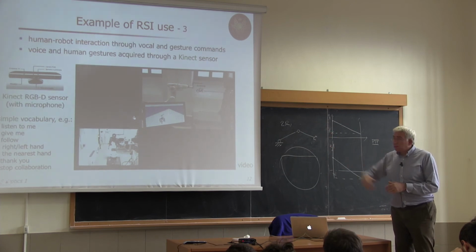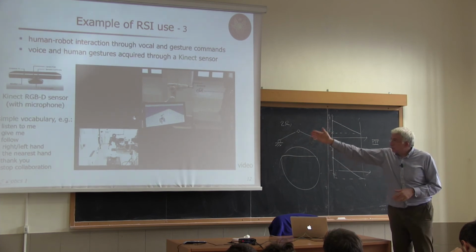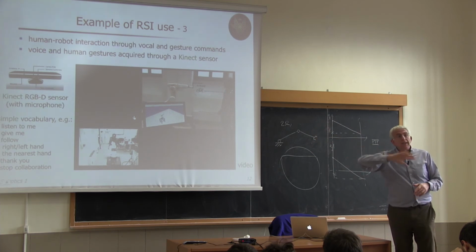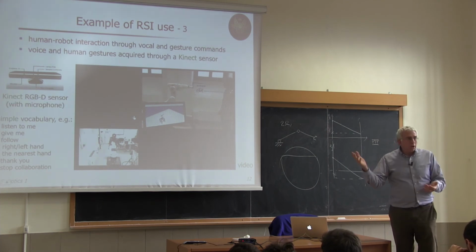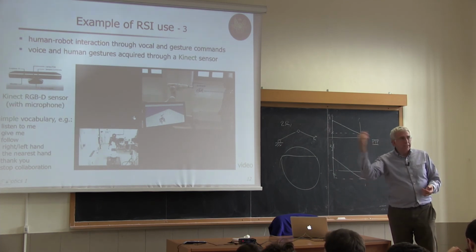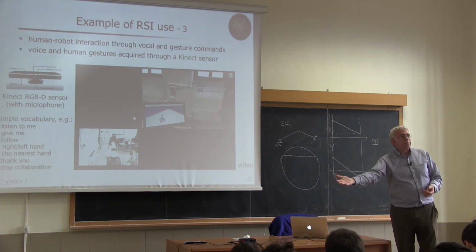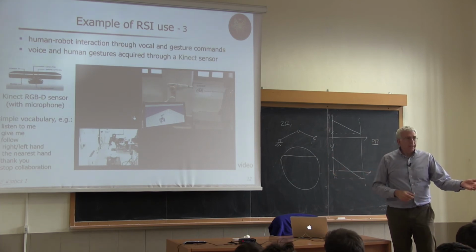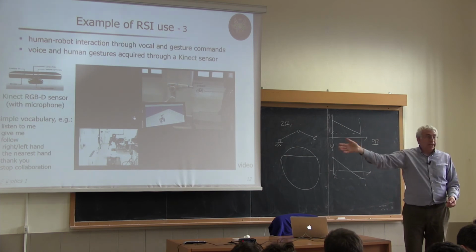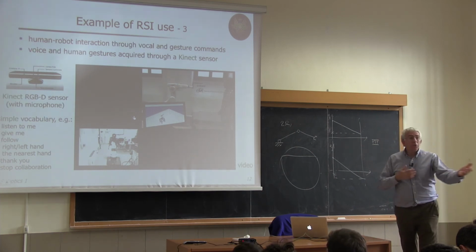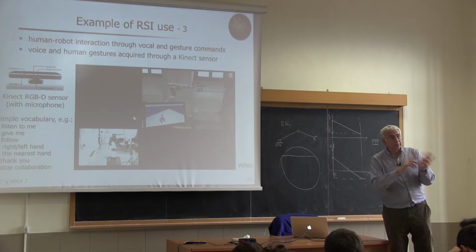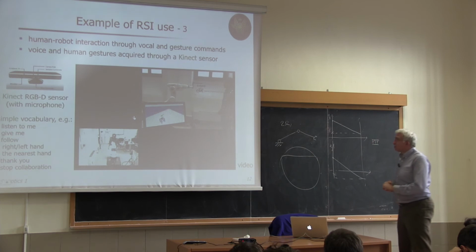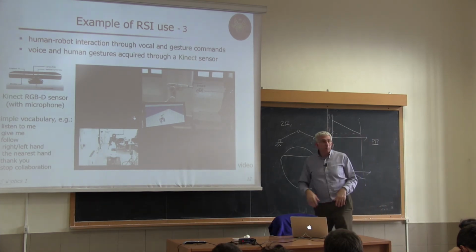And the vocabulary was very simple, like listen to me, so that the KUKA stops doing what it is doing and waits for some instruction. Or follow, or give me. Give me means come to the place where I put my right hand or left hand, or follow my right hand or left hand, or follow my nearest hand to you. So this may switch from one situation to the other and then stop the collaboration and whatever.